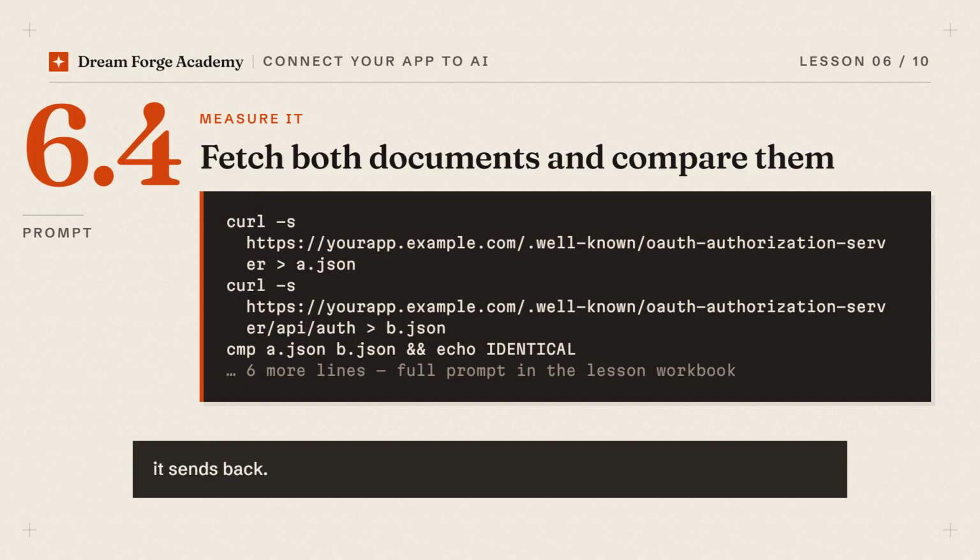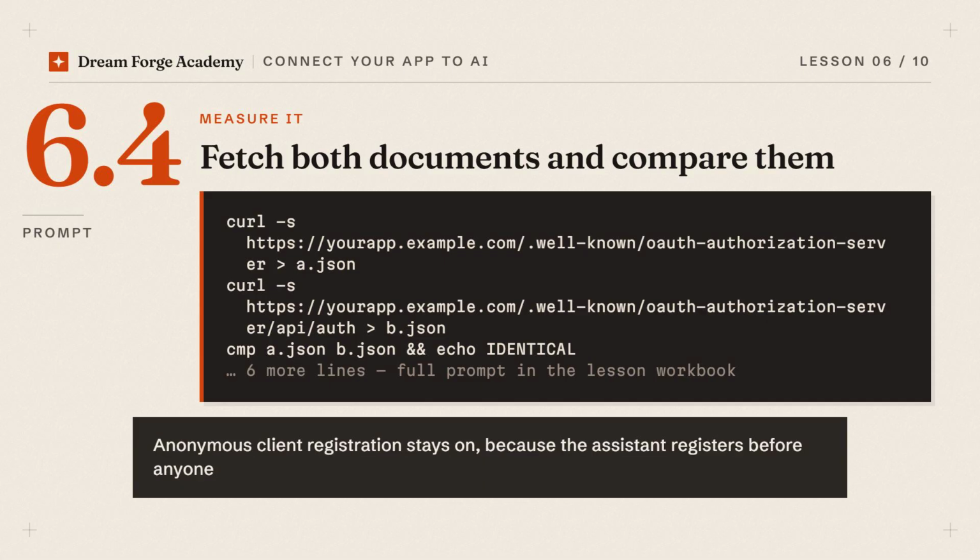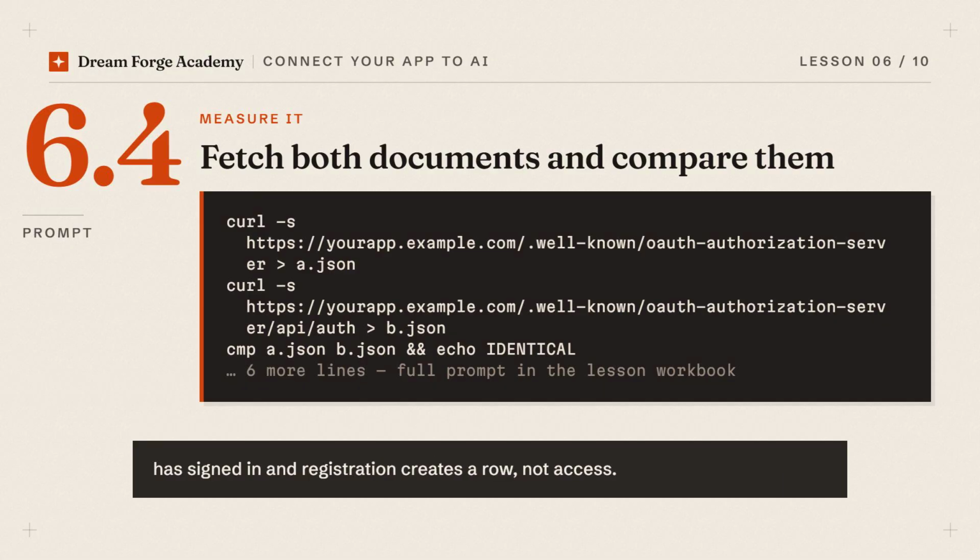3 settings decide whether any of this holds. Anonymous client registration stays on, because the assistant registers before anyone has signed in, and registration creates a row, not access. Set the rate limit flag explicitly. It defaults to production only. And write every scope list out longhand, never as a spread of another list.